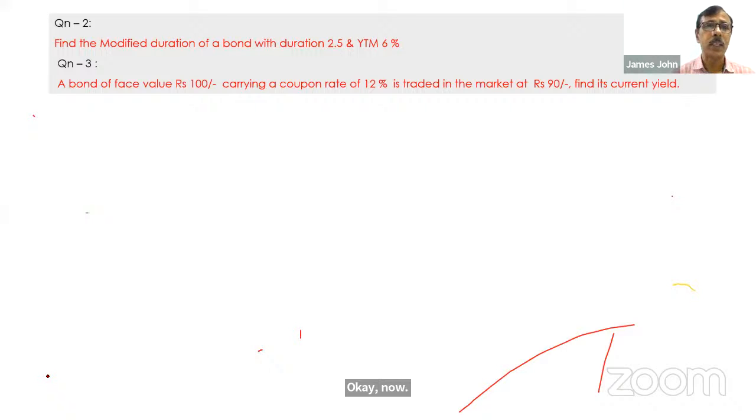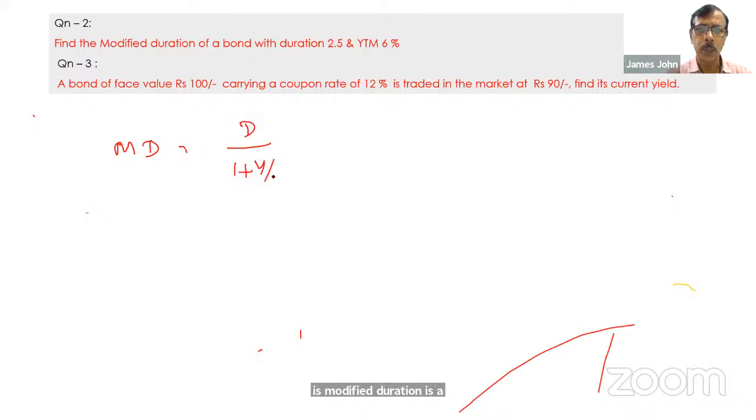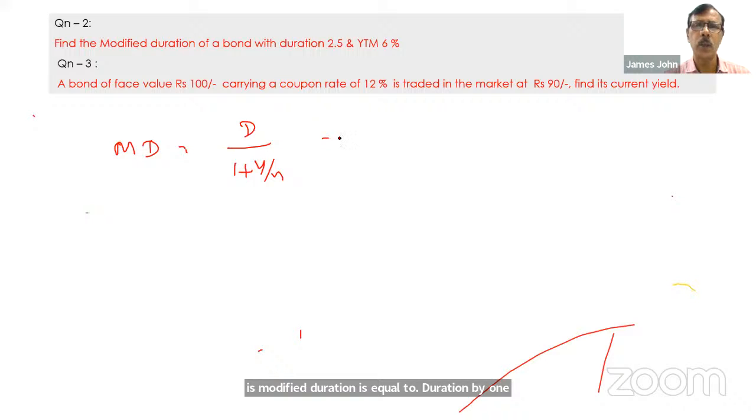You will be given a question: find the modified duration, where the duration is given. This is a very simple question. See, the formula is modified duration is equal to duration by (1 plus y by n). Here, duration is given. Duration is 2.5 and YTM is 6%. So 2.5 by 1.06. You will get the answer.